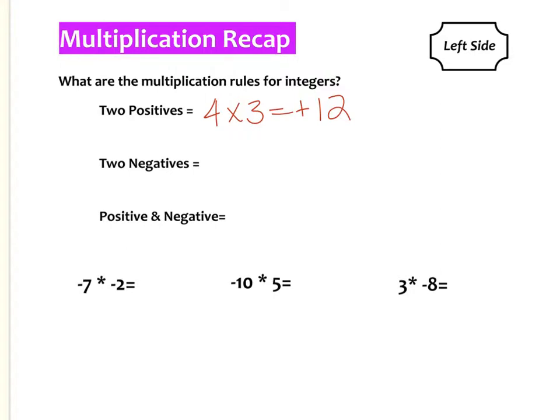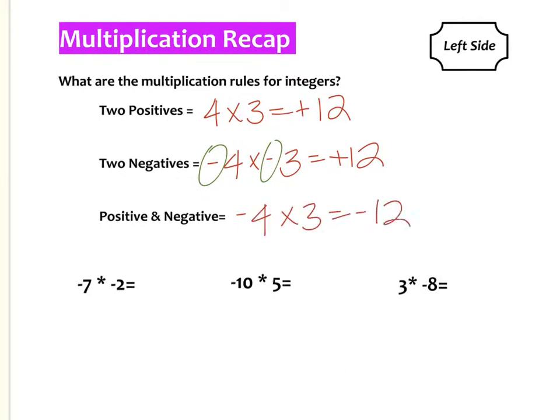The same thing is the case with 2 negatives. So negative 4 times negative 3, right? We know 2 wrongs make a right. So together those 2 negative signs are going to give us a positive 12 as well. The only situation where you would have a negative response is if you have 1 positive number and 1 negative. So in this case, we have negative 4 and then a positive 3. So in this case, the 2 different signs is going to make our answer negative.